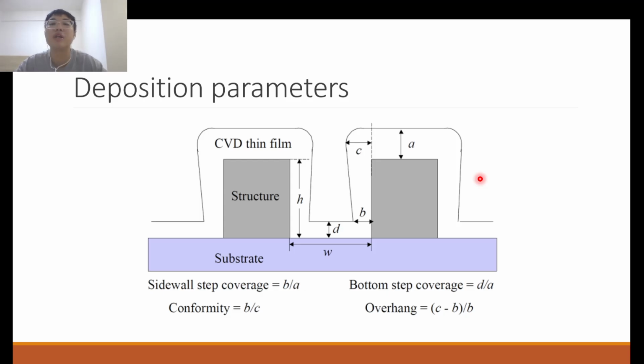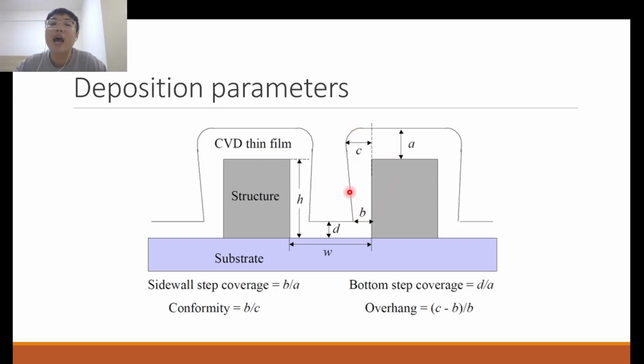So how do we quantify the characteristic of a deposition? One important parameter is the sidewall step coverage. It tells you how well the sidewalls are being covered relative to your surface that is vertically exposed. That is simply your sidewall deposition thickness B divided by your surface deposition thickness A. We can also consider sidewall conformity. That's how uniform the film is being deposited on your sidewall, and that can be given by the relationship of B over C.